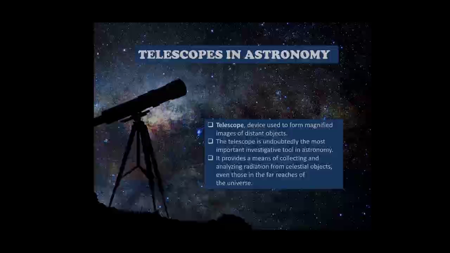So today I'm going to do a small talk on the topic telescopes in astronomy. We all are familiar with the word telescope. A telescope is an optical instrument designed to get magnified images of distant objects, for example, faraway galaxies, stars and planets, etc. And also it can be used to measure distance between two objects in the sky. Telescope is one of the most important tools in astronomy.